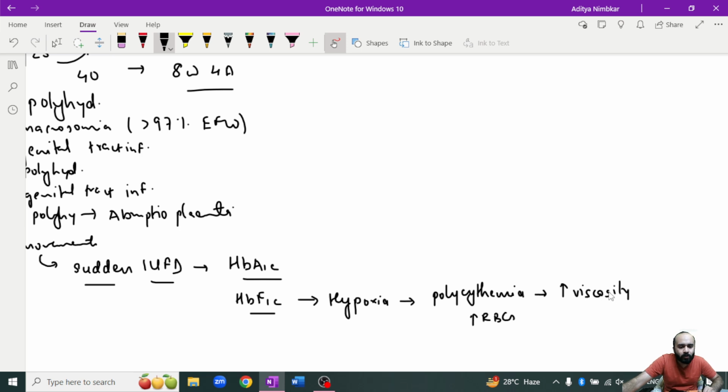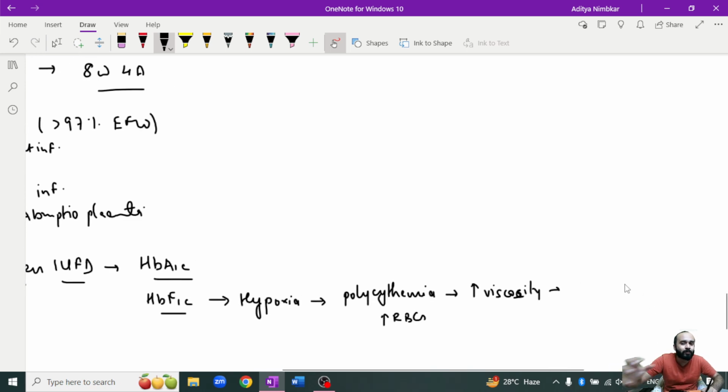It increases the viscosity of the blood. Once the viscosity of the blood is increased, the heart will find it much more difficult to pump a thicker blood than it is possible for it to pump a thinner blood. It is like the heart is asked to pump Fevicol instead of water now.